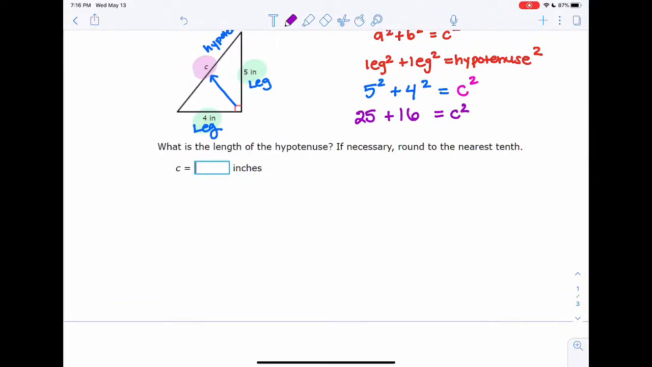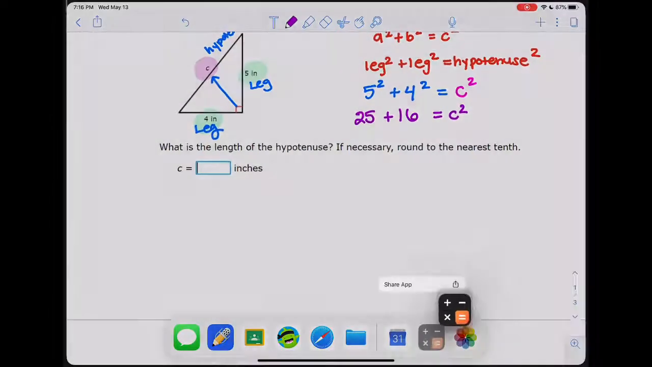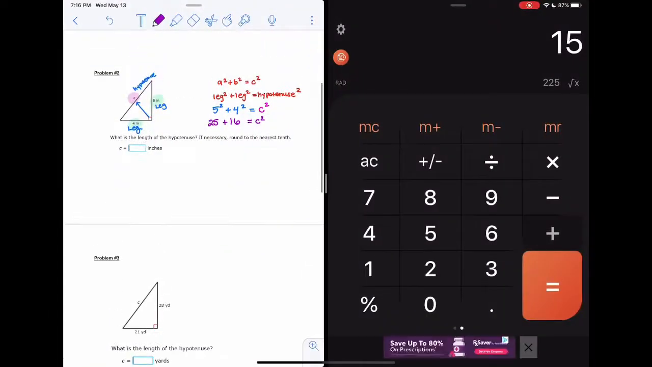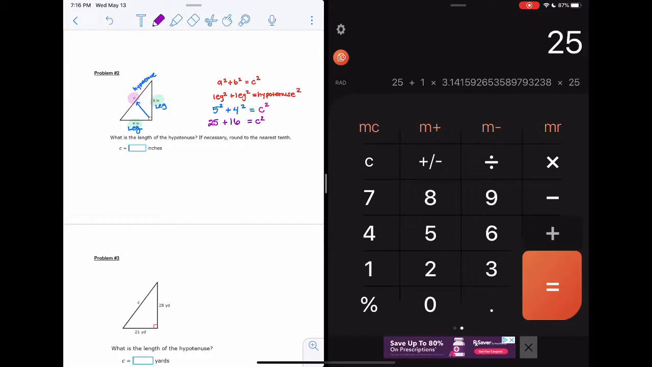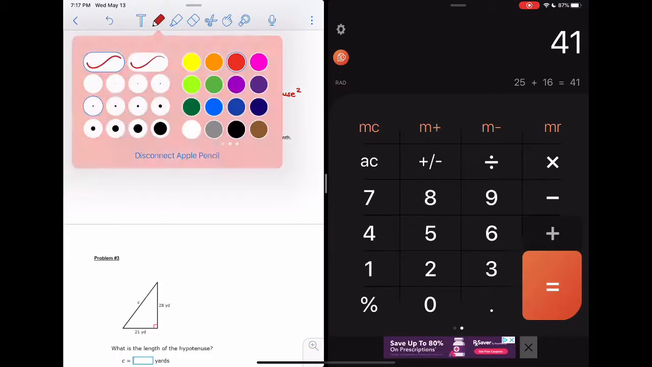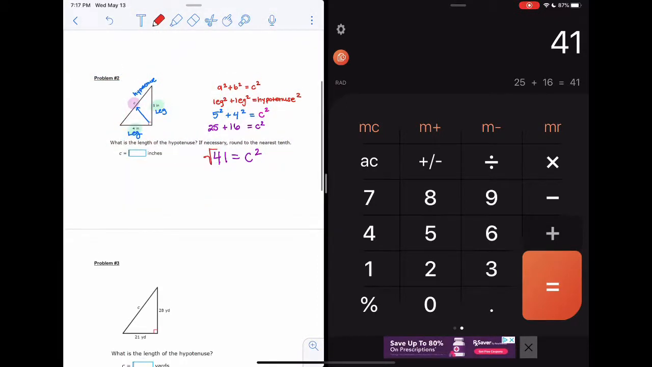Okay, you can always use your calculator to make these calculations. So we have 25 plus 16. Whoa, what did I do? 25 plus 16 gives me 41. So I'm going to have 41 equals c squared. Am I done? No. I need to get rid of that square. So I need to take the square root of both sides.